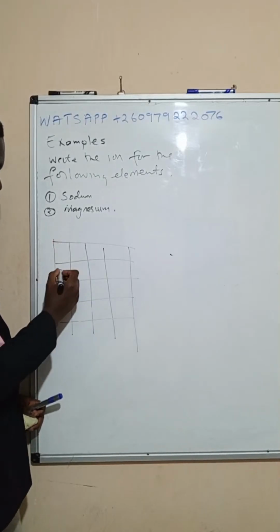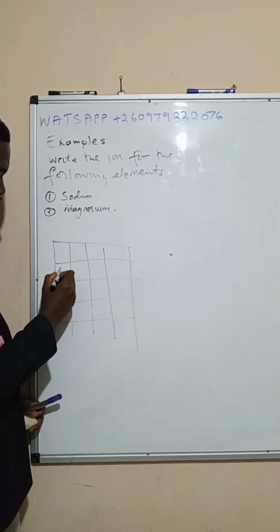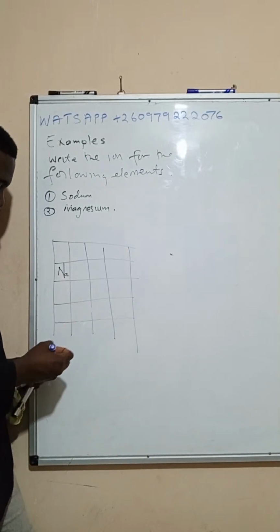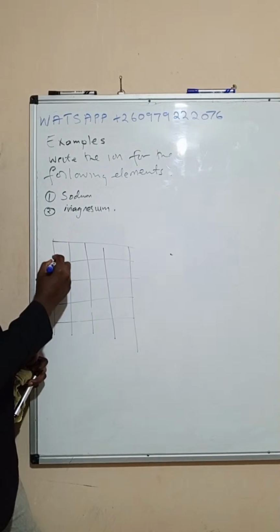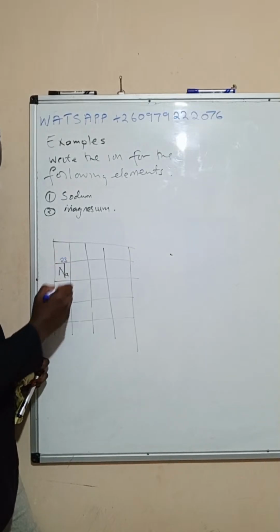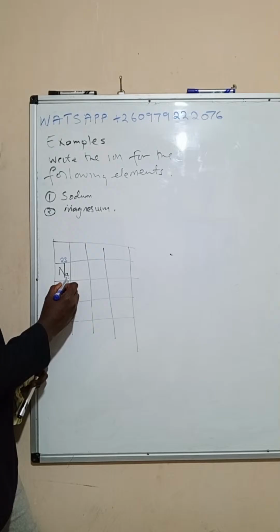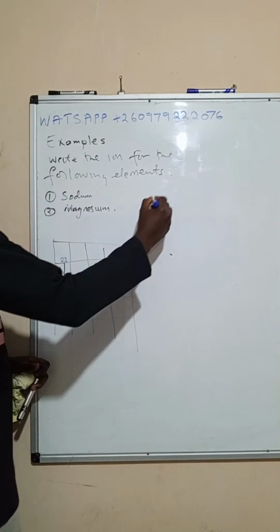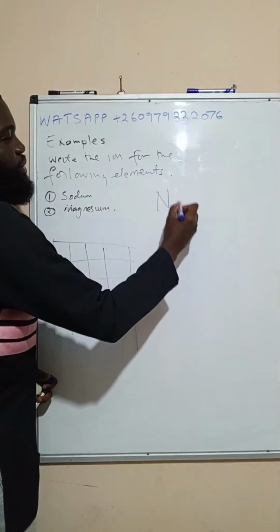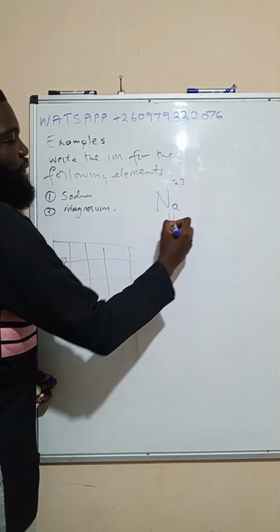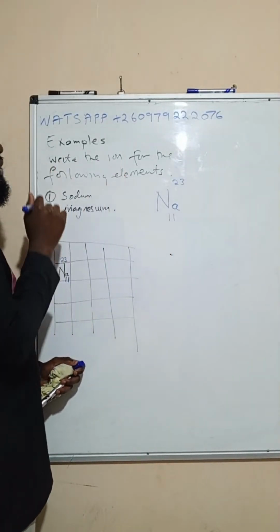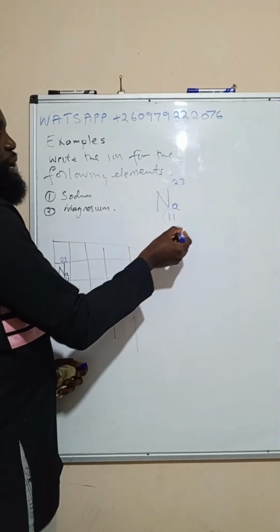So for example, if sodium is here, you will notice that this sodium atom on top will carry a number like 23, and then down it will carry a number like 11. So it will look something like this: sodium, 23 on top, 11 down. So whenever we are writing the ions, you always use this number down here.